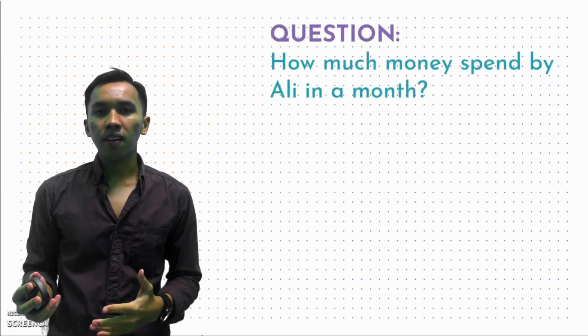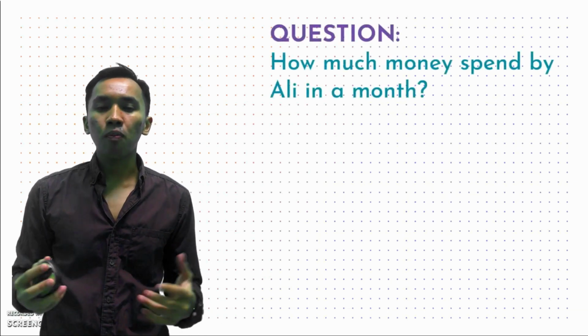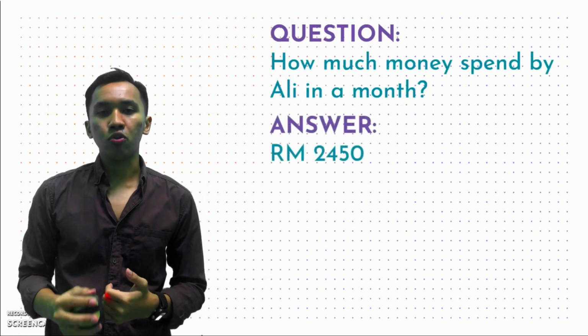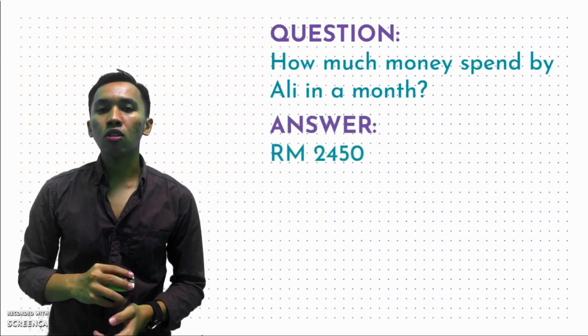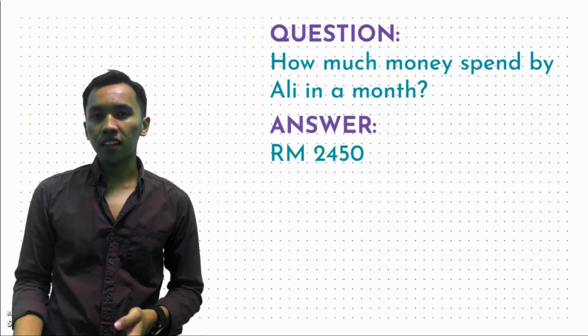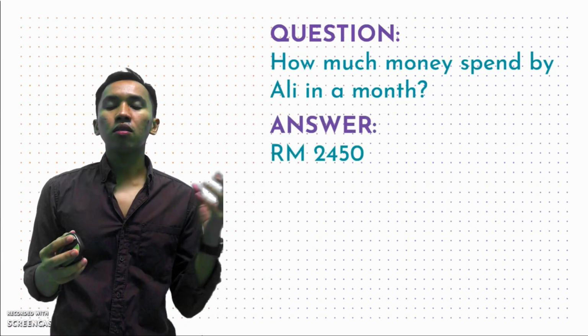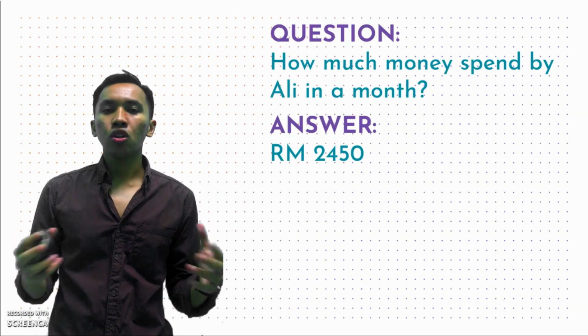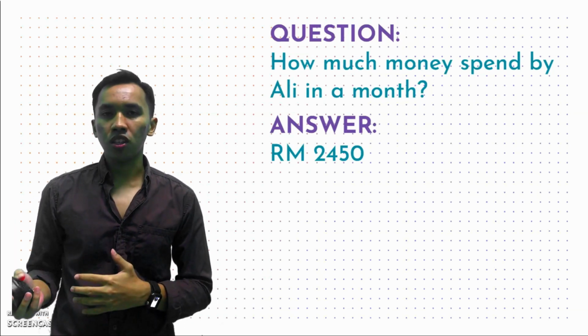Let's see an example of how to write a complete conclusion using both question and answer. For example, the question is how much money was spent by Ali in a month? And the answer to the question is RM2,450. So by using both pieces of information, question and answer, you can write a complete conclusion.